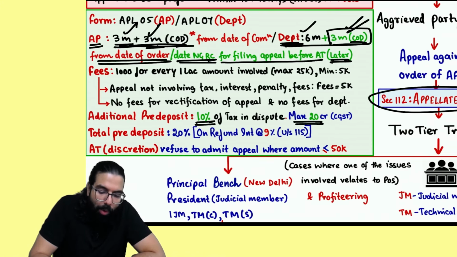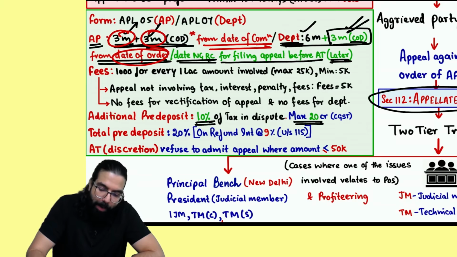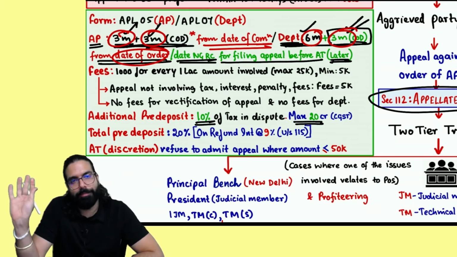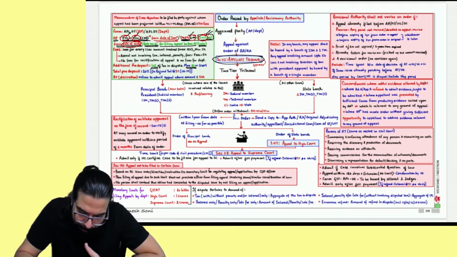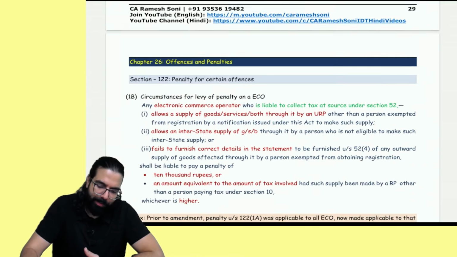See, you go 3 months plus 3 months from the day the order was communicated. Department goes from the day the order was passed. From that day, 6 months plus 3 months. That's all. Sir, any other changes in this chart? Nothing. That's all. Appeal only, this was the change which has come.